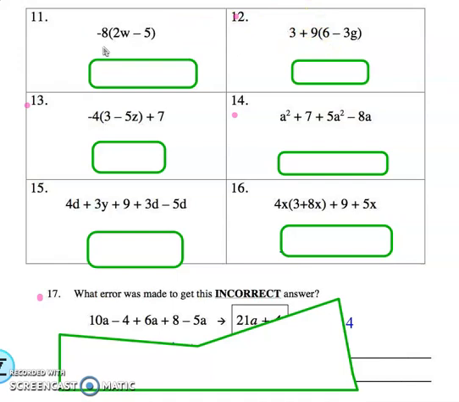Number 12 is like number 11, although this time instead of multiplying by a negative 8, I have a positive 9. I don't need to type the plus because my calculator already knows that if I don't type a plus, the 9 is positive. But I need to use my rainbow or Hail Mary pass to share the 9 with the 6, so that's 9 times 6. I also have to share the 9 with the negative 3g.